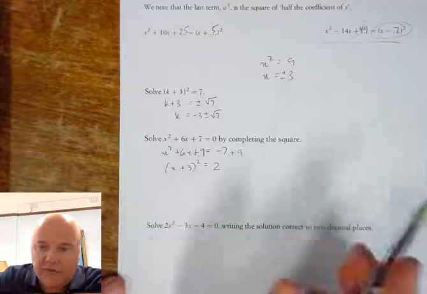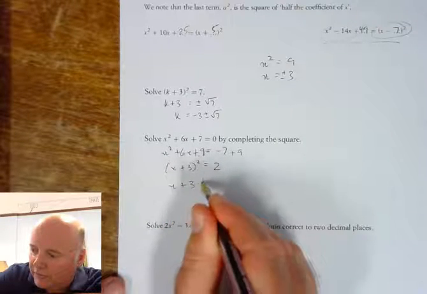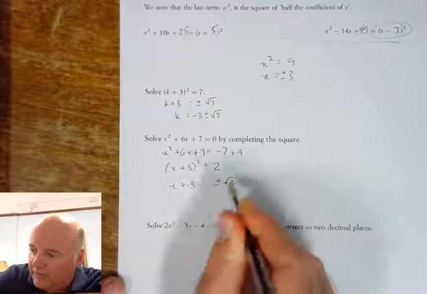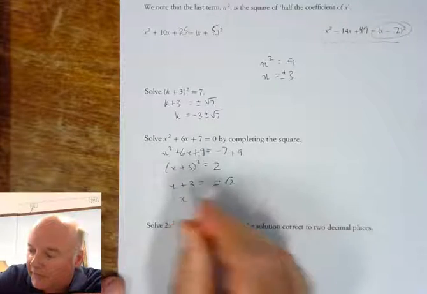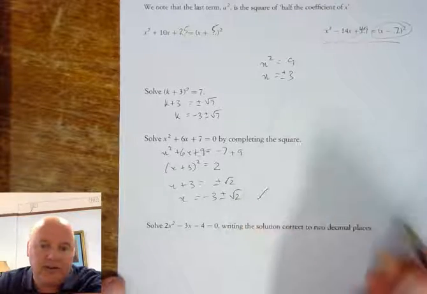Okay, so now this question is like the one above it. We square root both sides, so we get x plus 3 equals plus or minus root 2. We move the plus 3 over, it becomes a minus 3, plus or minus root 2. We can stop. There's your answers. You've got your 2 answers for your quadratic.